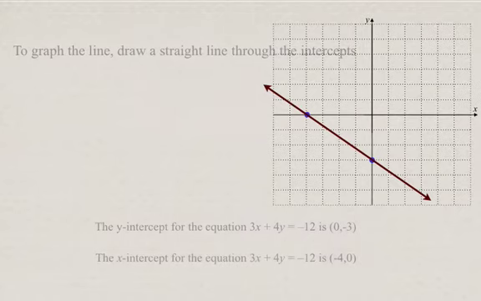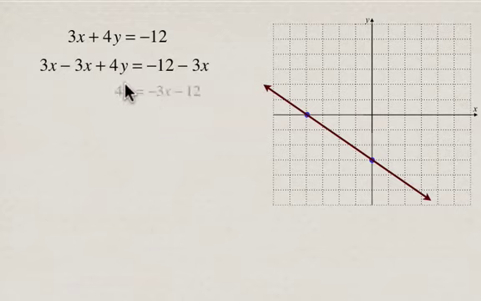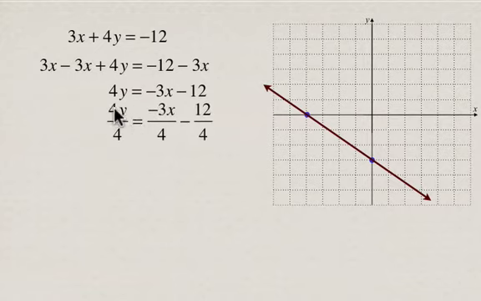Now, let's verify whether this is true or not. Our original equation is 3x plus 4y equals -12, and what we're going to do is solve for y, in other words, put it into y equals mx plus b form. The first thing we're going to do is subtract 3x from both sides to get the y term all by itself, and we end up with 4y equals -3x minus 12. The next thing we're going to do is divide everything by 4, and when we do that, everything simplifies to y equals -3/4 x, and minus 12 over 4 is -3.